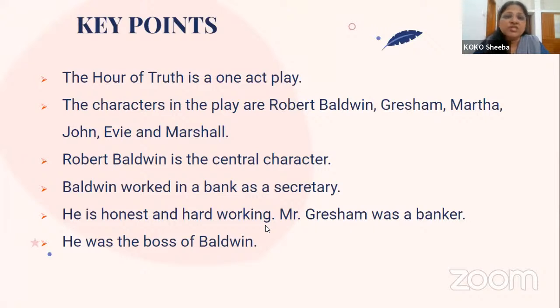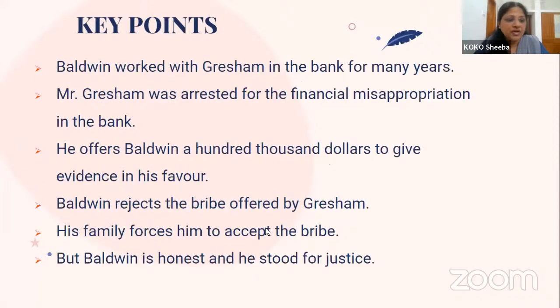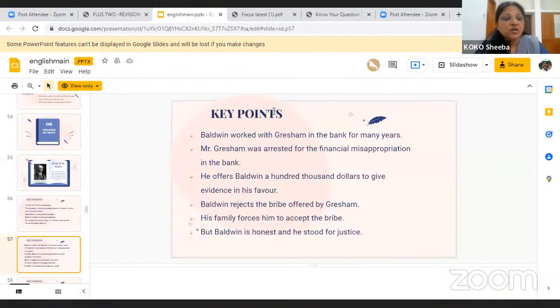As you all know, the story revolves around honesty. And Robert Baldwin struggles to keep the truthful ways of life. It tells us how Martha, John, and Evie are influenced by money. They indirectly compel Robert Baldwin to receive $100,000. People easily forget their morals in the sight of money.